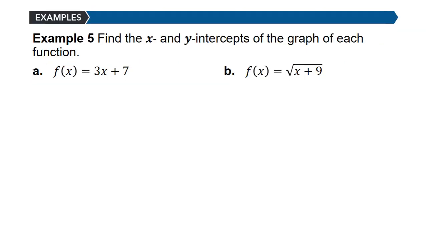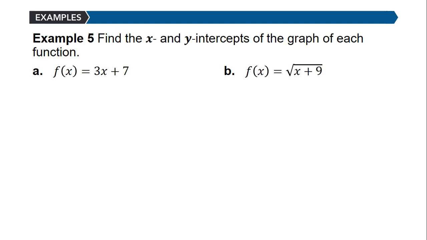So let's do a couple of examples. We want to find the x and y intercepts of the graph of each function. First one is f of x equals 3x plus 7. So this is a linear function, which we'll actually define soon, but a linear equation in two variables.